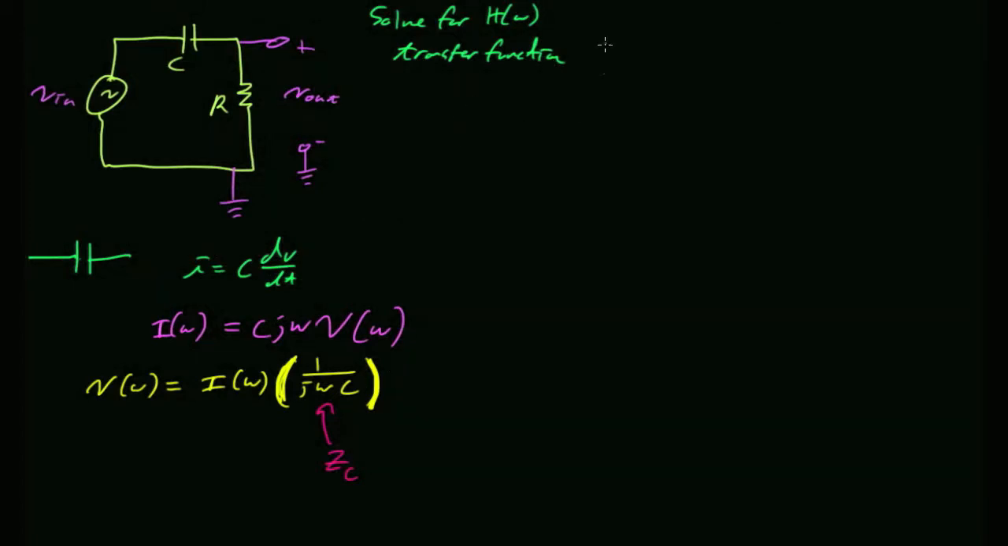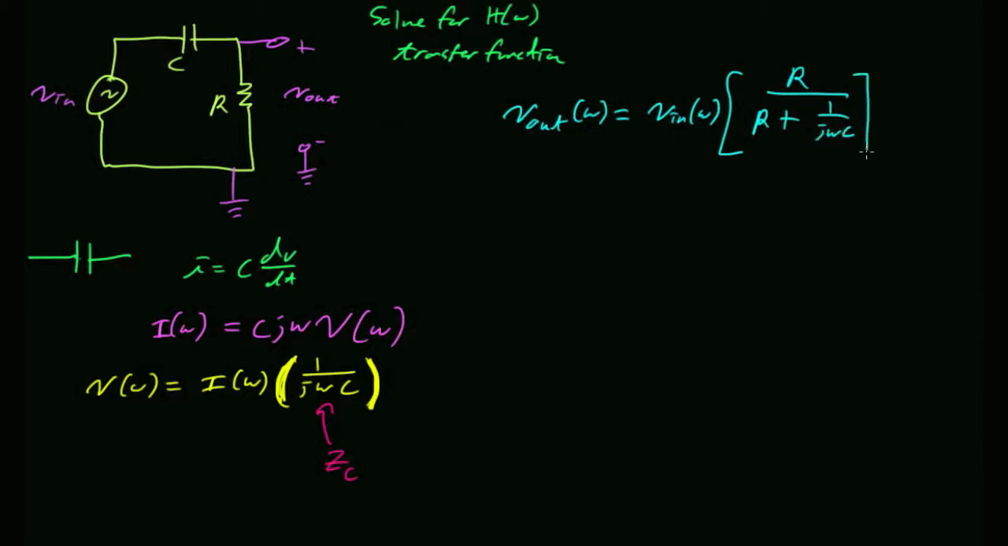So, does anybody remember how a voltage divider works? Yeah. It's this impedance over the sum of the two. Okay. So, V out of omega is going to equal V in of omega times R over R plus my impedance for the capacitor, not C, but the capacitor impedance, 1 over J omega C. Right? That's what we just decided. The capacitor impedance will always be 1 over J omega C.